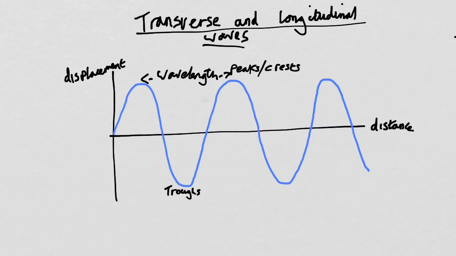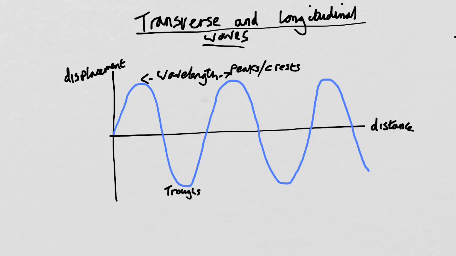It doesn't really matter. The wavelength is just the distance, the length of one complete cycle of the wave. So this is one complete cycle, that's a second complete cycle, and then that's just some of a cycle. Okay. What else have we got?